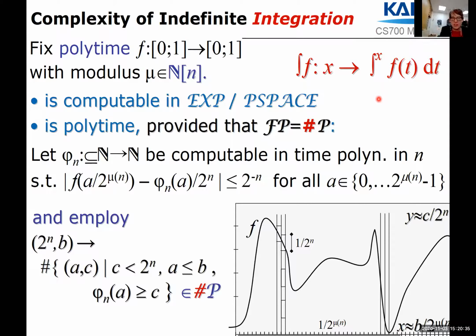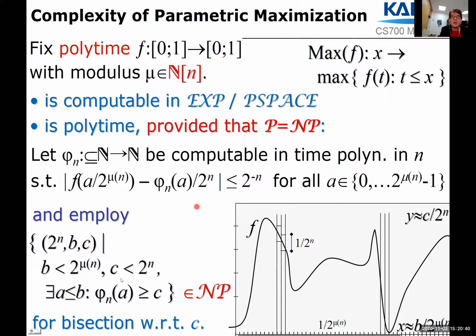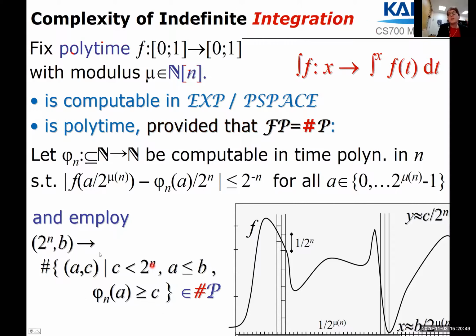For maximization, let me return to that slide. We would need to repeatedly solve this decision problem in NP for bisection, right? For integration, we only need to invoke this discrete counting problem once, and the value returned will be an approximation, a guaranteed approximation to the definite Riemann integral up to x, up to error 2 to the minus n.